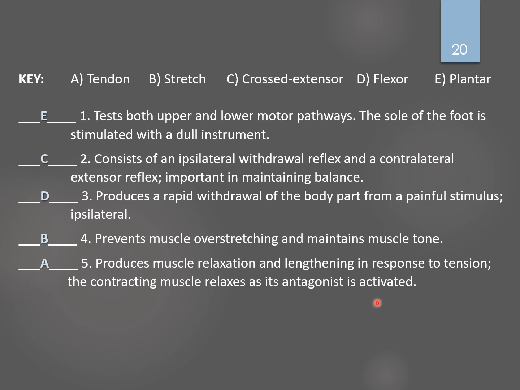cross-extensor reflex. Rapid withdrawal of a body part because of the painful stimulus. That one, of course, is your flexor. This one prevents a muscle overstretching and maintains muscle tone. This is your stretch reflex. And then produces muscle relaxation and lengthening in response to tension. Contracting muscle relaxes when the opposite, its antagonist, is activated. And that is your tendon reflex.